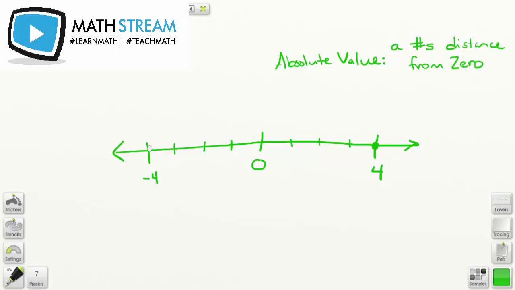So I have 4 and I have -4. When I ask for the absolute value of 4, I'm asking how far is 4 from 0? Well, this isn't rocket science right now, but I'm going to draw it out just to make a point. 1, 2, 3, 4 units away from 0. So the absolute value of 4 is 4 because it's 4 units away from 0. Now, what is the absolute value of -4? Well, how many units is -4 from 0? 1, 2, 3, 4. And I write it just as a positive 4.